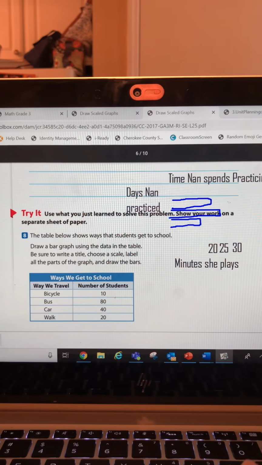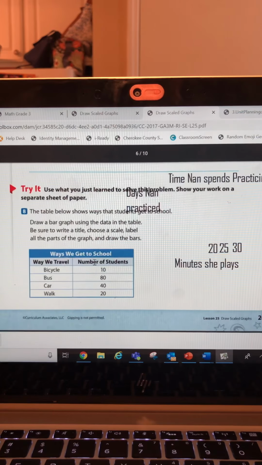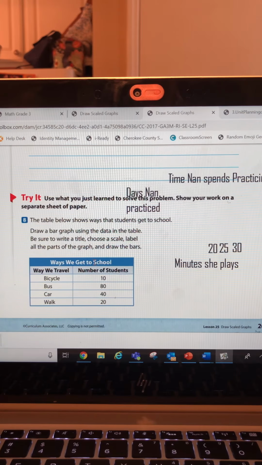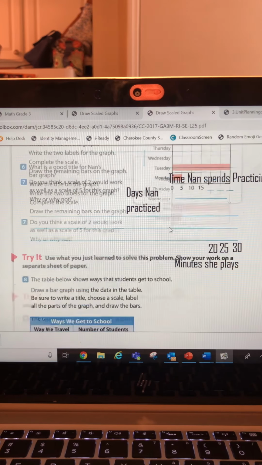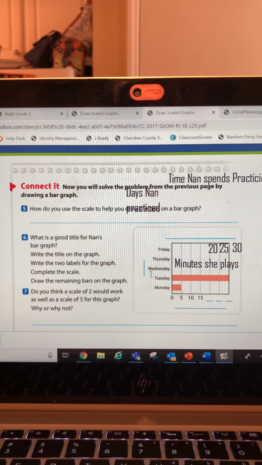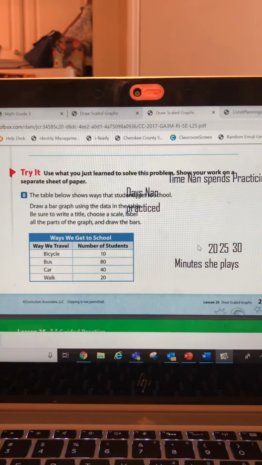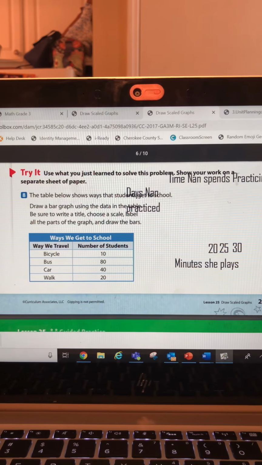So, challenge for the day for these pages, you are going to draw a bar graph for the below problem. So it says draw a bar graph using the data in the table. Be sure to write a title, choose a scale, label all parts, and then draw the bars. So you're drawing something similar to this with all the labels. You're just doing it down here in this space. And then I will check in with you tomorrow to see if you got the correct answer.